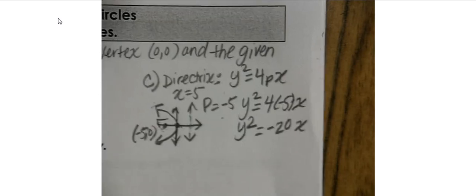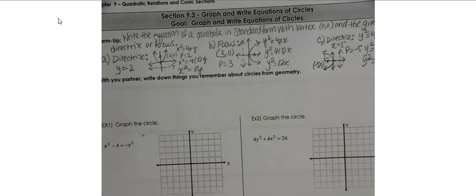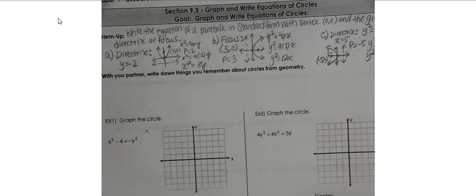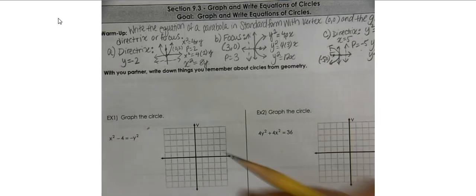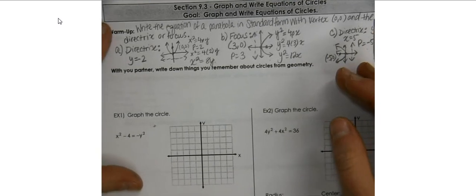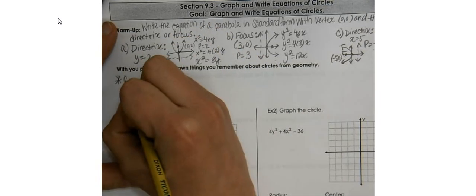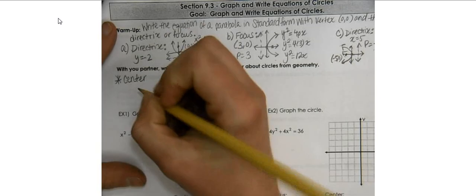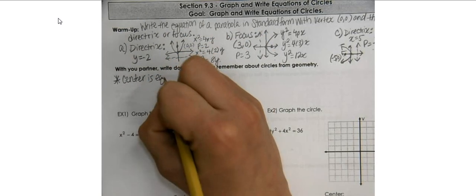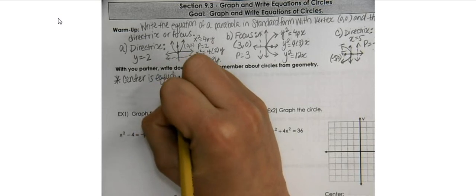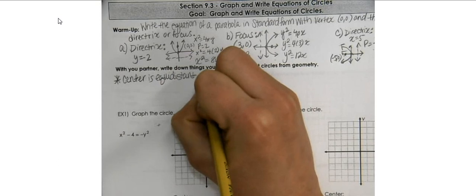So now, like I said, our lesson for today is about how to write equations of circles. So what we're going to do really quick is we're going to write down everything that we remember about circles from geometry. So some things that you guys might remember is that the center point is equidistant from every point on the circle, or equidistant to every point on the circle.